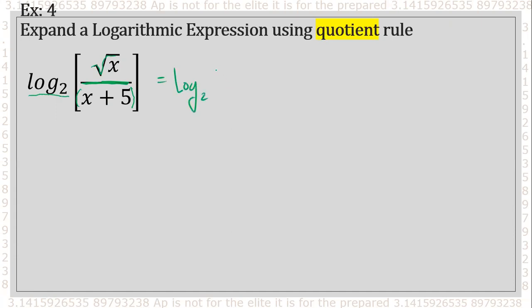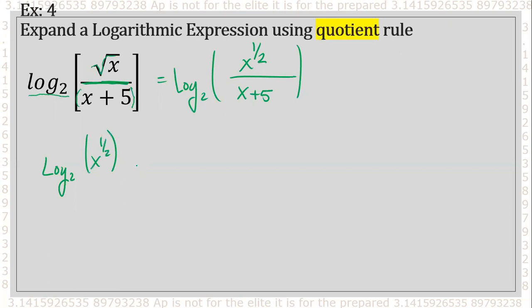Log base 2, like so, and I got x to the 1/2. Okay, then I got an x plus 5 in the division, right? So automatically, I should be thinking, oh snap, I need to be writing this in 2 separate terms. So I'm going to go ahead and start doing that. So I should have a log, right, base 2, x to the 1/2, minus, because it's division, a log base 2, x plus 5. So far, so good, right?